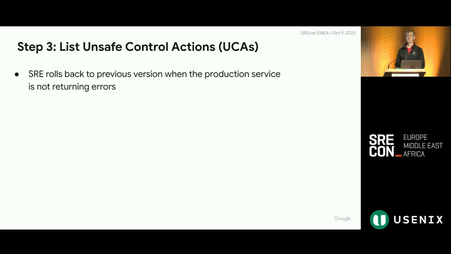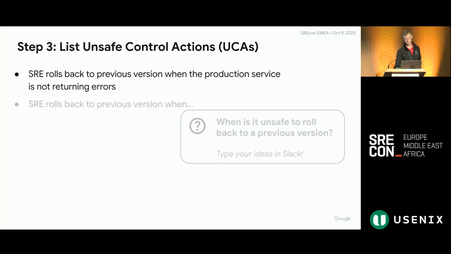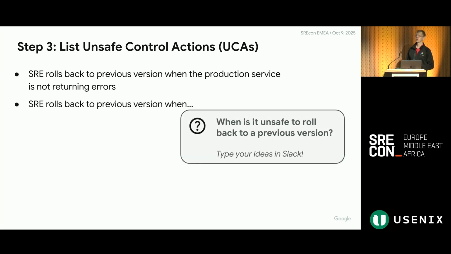One UCA is that it's unsafe for the SRE to roll back to the previous version when the service is not returning errors. I mean, that rollback is unnecessary, it's unsafe. You might be taking away features or even reverting a critical fix and then putting the system in that hazard state, as Ruben was describing earlier. What might be some other contexts where it's unsafe to roll back to a previous version of production? Go ahead and put your answers in Slack.